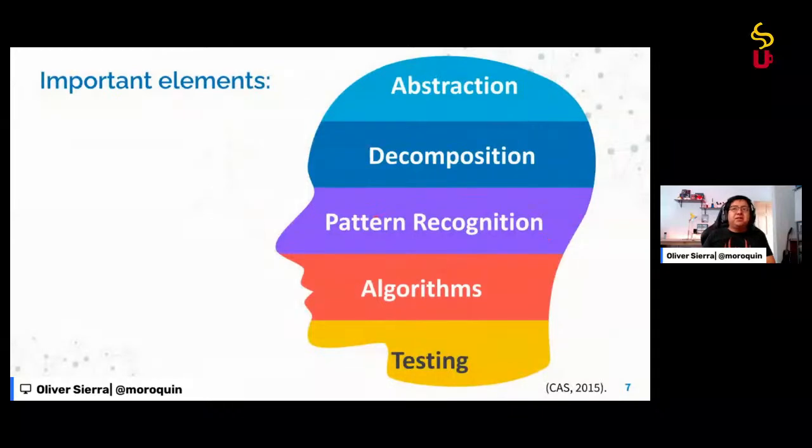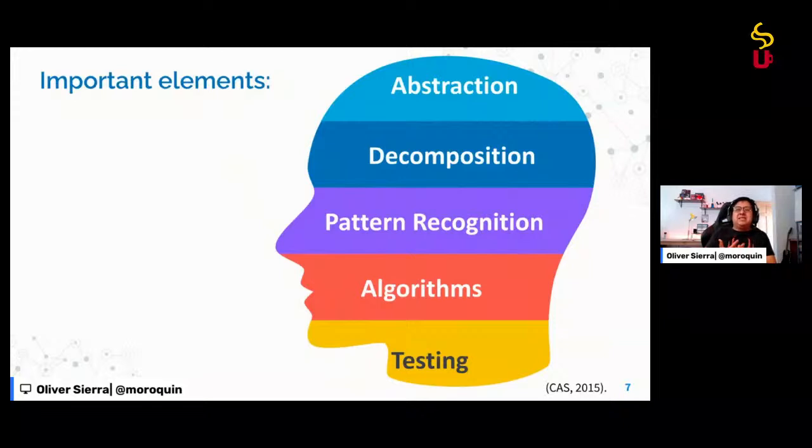First of all, there are 5 principles of computational thinking. The first is abstraction, and abstraction means that we are going to focus on what we need to focus on, but the focus depends on the context of the problem that we are solving.